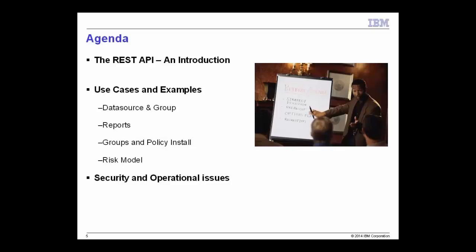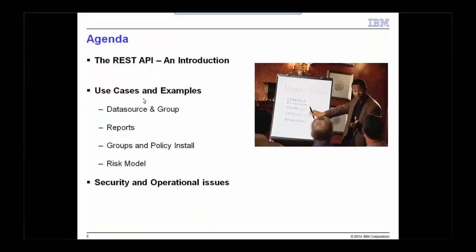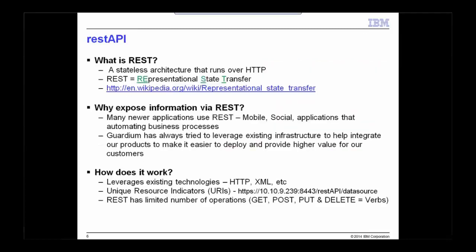Today we're going to be covering a lot of content with REST API, and we'll also go over a number of different applications to give you a feel for what the capability is. So what I'd like to do is just talk briefly about some of the case studies. We'll be looking at data sources and groups, some reports, how you can interact groups with policies and do a policy install. We'll look at a risk model and look at some of the security and operational aspects. And Guy from our development team is going to be helpful with doing that later on in the presentation.